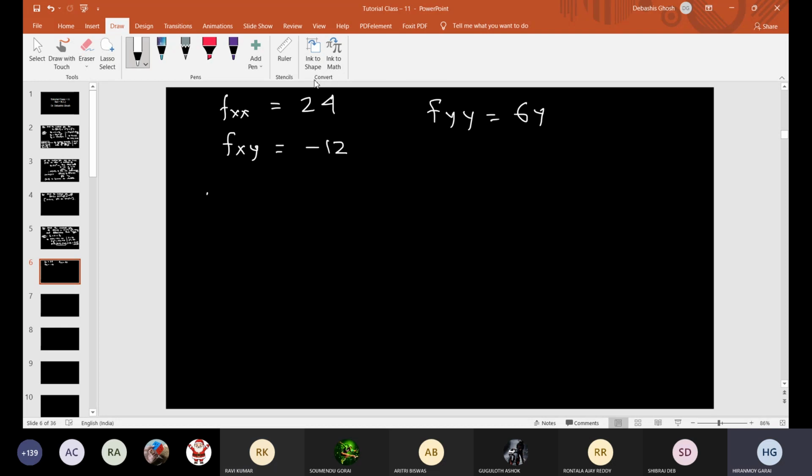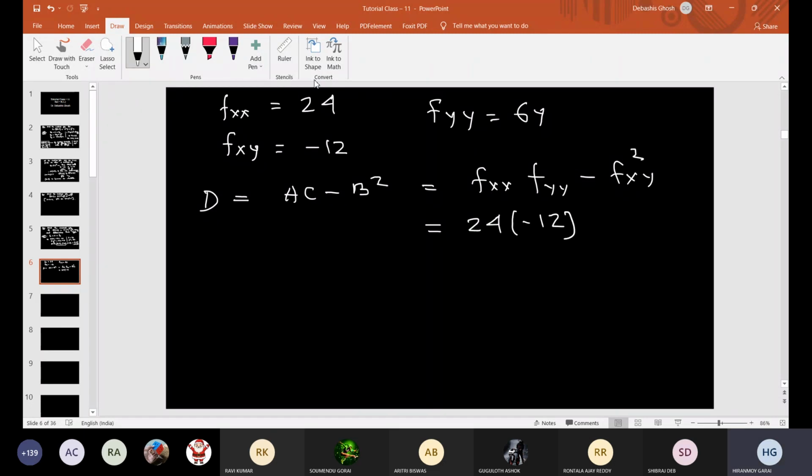So what we have to do, we need to use one discriminant that is denoted by d, which is defined to be ac minus b square. That is fxx fyy minus f of xy its square. If you consider fxx, that is 24, fyy, and fxy is minus 12, this gives 36 y square minus 144. Sir, fyy is 6y. Okay, right.